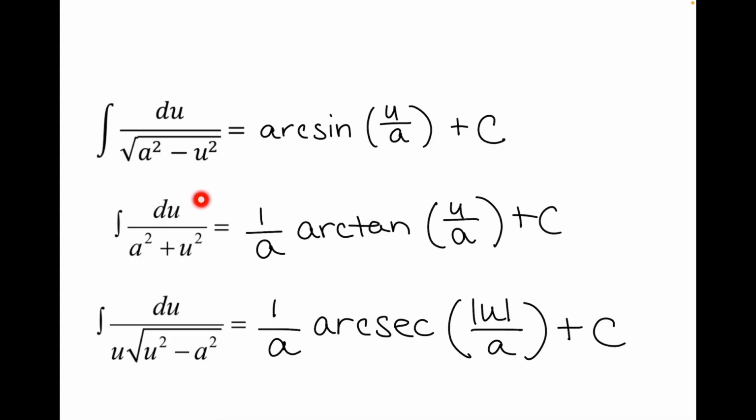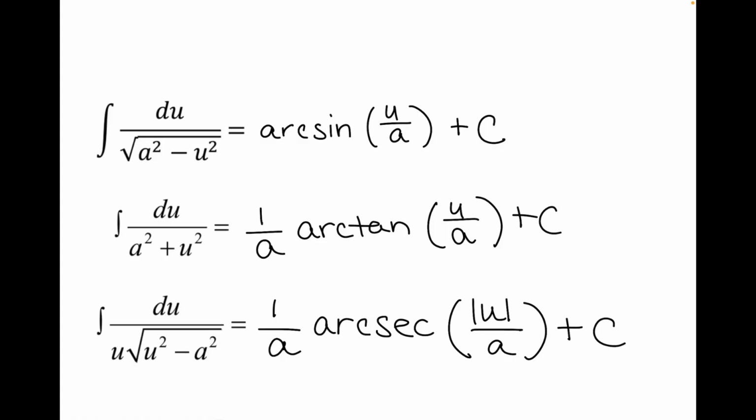The second antiderivative we have is a constant, like 1 du over a squared, which would be a constant, plus u squared. The u squared part is our variable squared. The antiderivative of that is 1 over a, arctan of u over a plus c. And then finally, the last pattern we have is du over u, square root of u squared minus a squared. Again, the u is the variable. I know that because there's a du in the integral. The a is a constant. I'm going to get 1 over a, arcsecant, absolute value of u over a plus c.